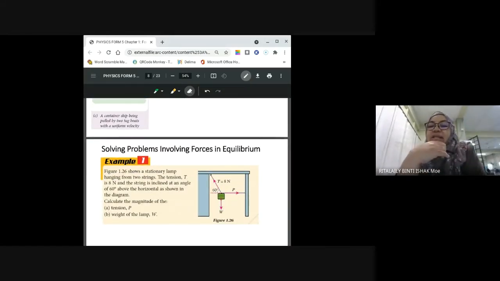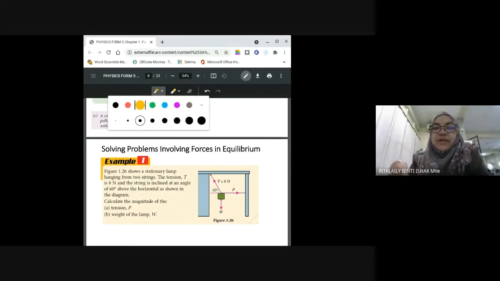Solving problem involving, this one is calculation. Okay, just now I said that there are two methods. One is calculation, one is drawing. Why do we need to know both? Because it's up to the question. Maybe sometimes the question wants us to answer in drawing, so you need to do drawing, or it can ask the magnitude. Dia tak cakap calculate pun. What is the magnitude? So from there you can choose any method. Tapi kat sini dia mention to calculate, then you need to use calculation.